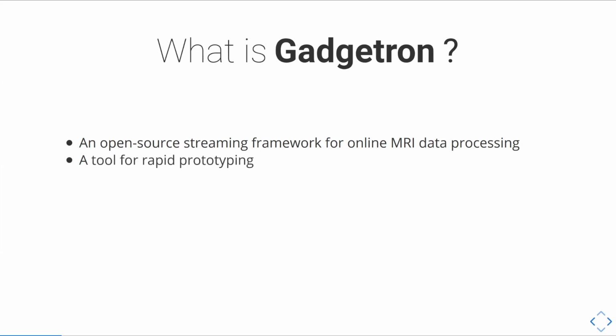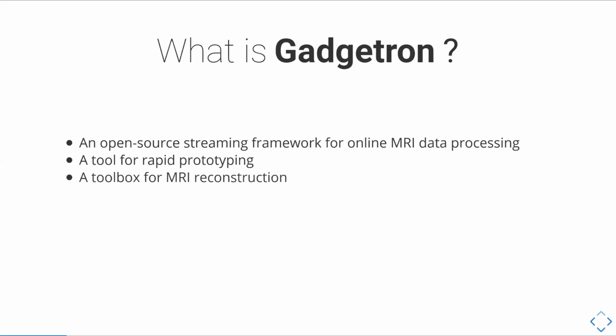It's a tool for doing rapid prototyping, both when you're prototyping new reconstruction techniques, but also for prototyping new sequences, because Gadgetron allows you to interact with your acquisitions to really see what you're getting from the scanner in a nice vendor neutral way.